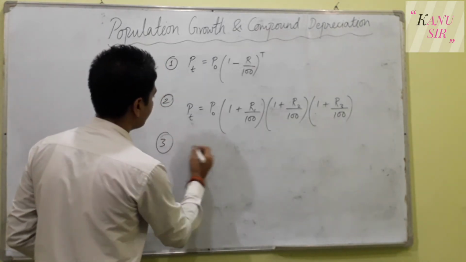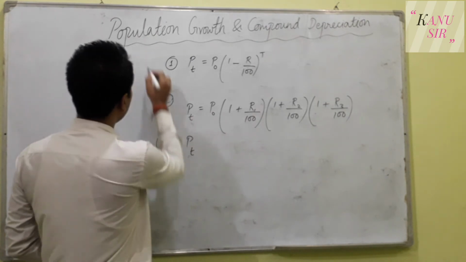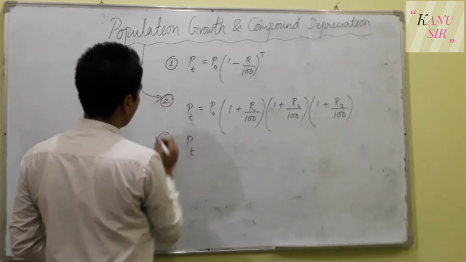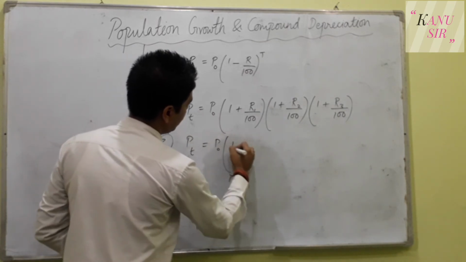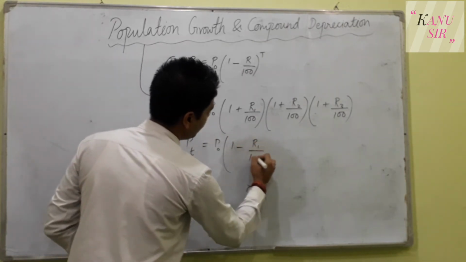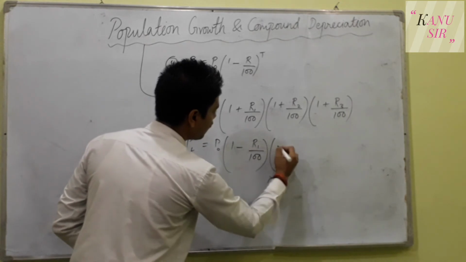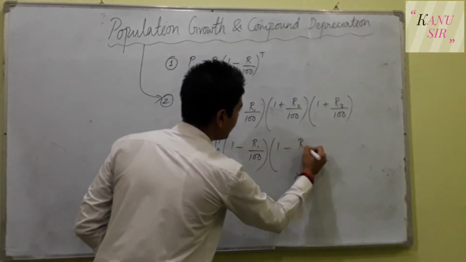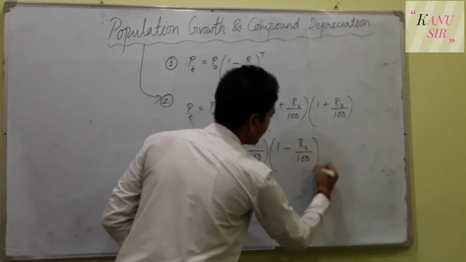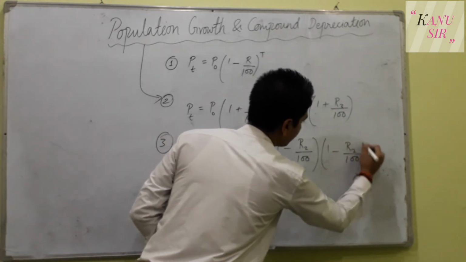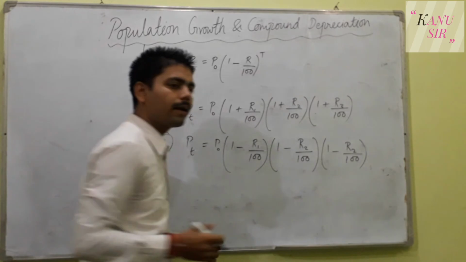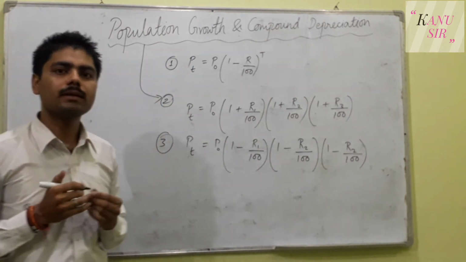This is for population growth, and now for depreciation we'll write P0 times 1 minus R1 upon 100, as the value is being decreased in the first year. Again the value is decreased in the second year, and again decreased in the third year, and so on as per the period of time given.